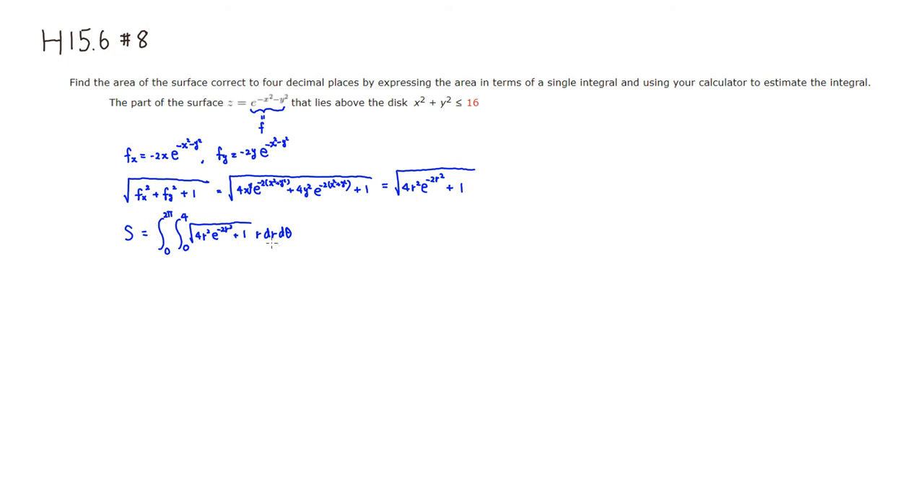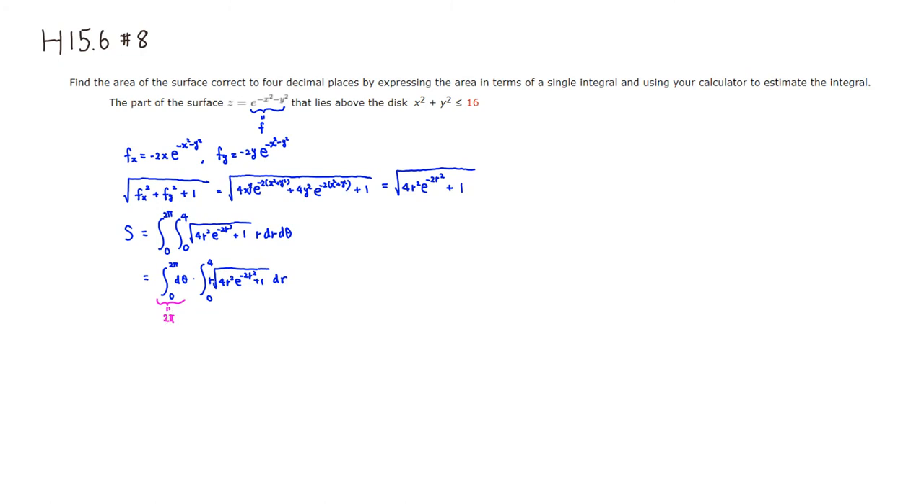Since this is separable, let's just do the theta one. So you have the integral from 0 to 2 pi of d theta. Then we can just multiply by everything else: from 0 to 4, the square root of 4r squared e to the negative 2r squared plus 1 dr, and there's going to be an r there, right? So let's compute that. The theta integral is easy to compute, this is going to be just 2 pi. So we just need to compute the rest using GeoGebra.